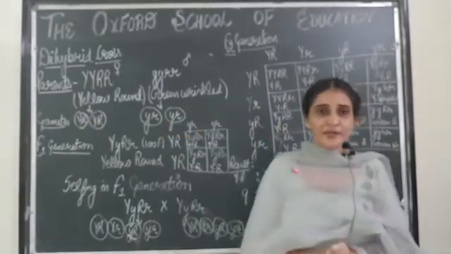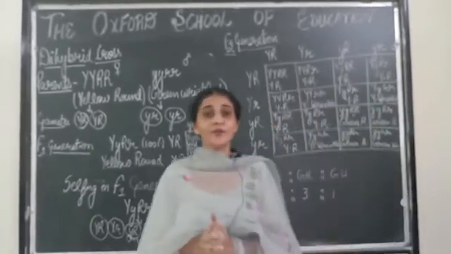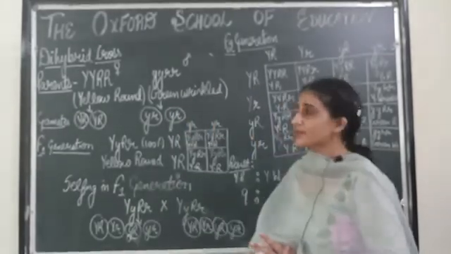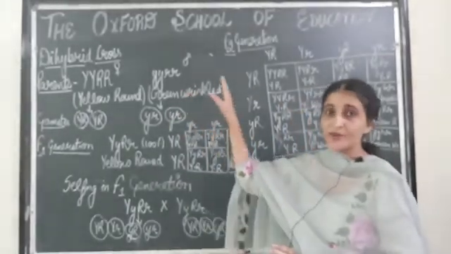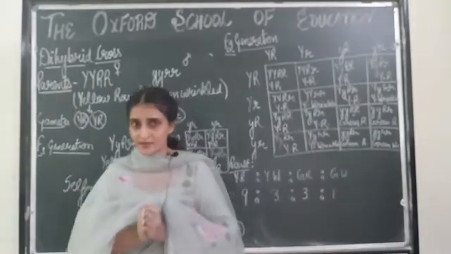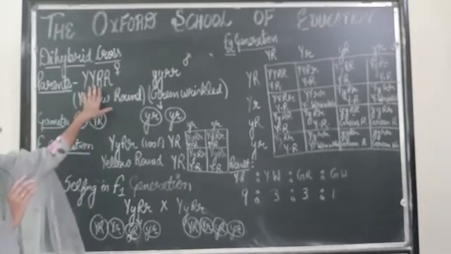In the previous video, we started chapter number 5 with the monohybrid cross. So today I would like to start with the next topic, that is the dihybrid cross. Di means it is the study of two characters. So in this cross, we are going to take two characters.